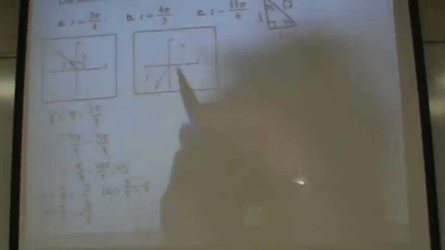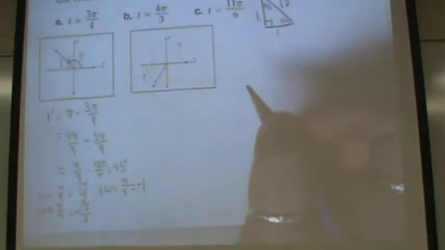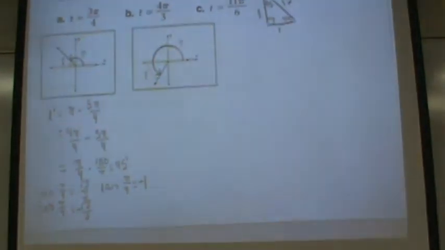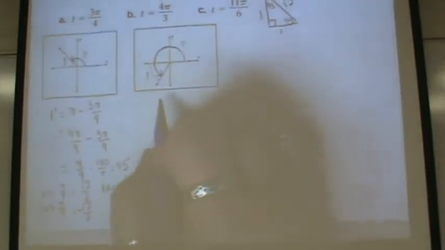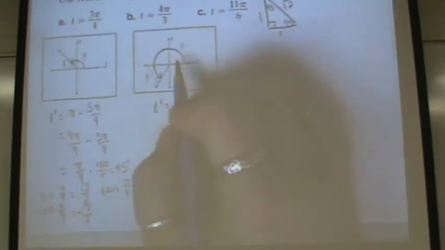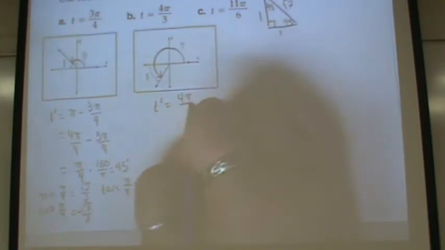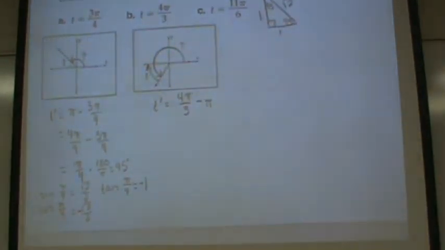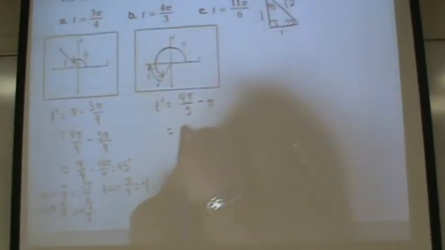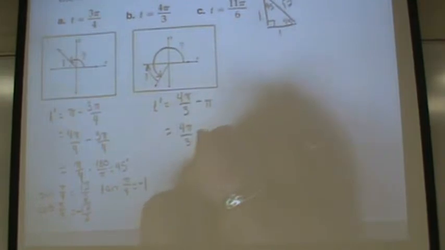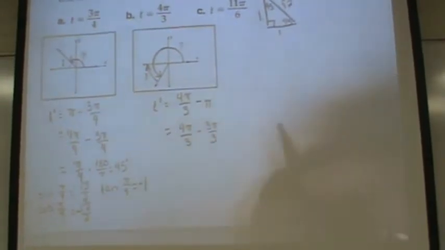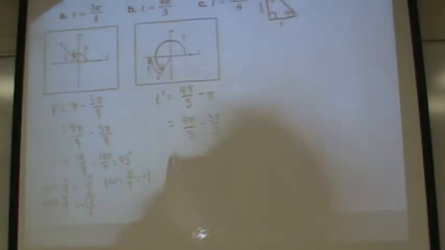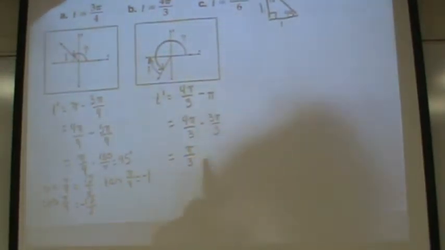So for part B, we're given 4 pi over 3. So 4 pi over 3 is in the third quadrant. So we're going to use t prime equals your angle, so 4 pi over 3, and we're subtracting pi because we want to find this acute angle. So getting a common denominator, you get minus 3 pi over 3. This equals pi over 3.